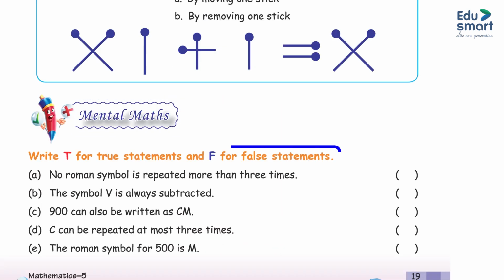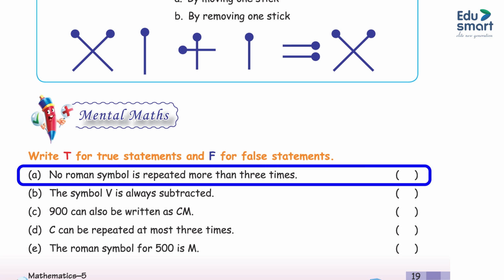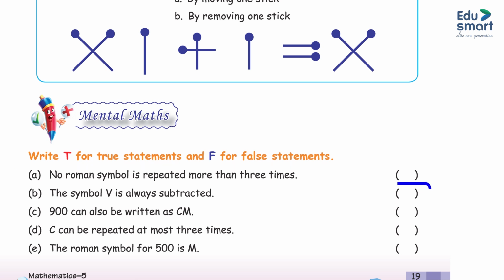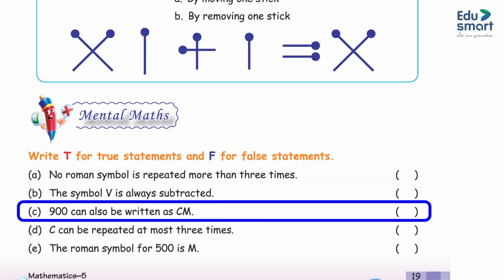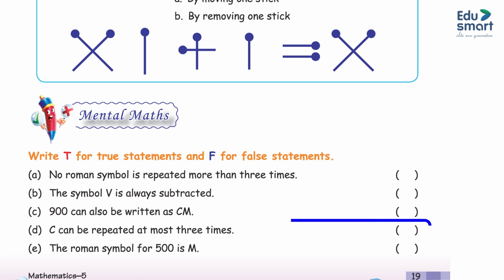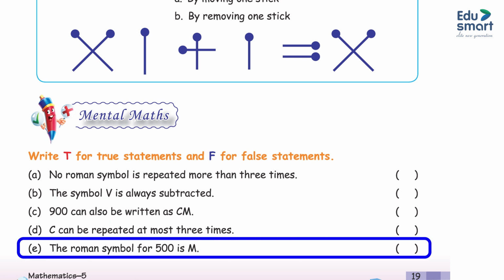Mental math. 1. Write T for true statements and F for false statements. A. No Roman symbol is repeated more than 3 times. Answer: true. B. The symbol V is always subtracted. Answer: F. C. 900 can also be written as CM. Answer: true. D. C can be repeated at most 3 times. Answer: false. E. The Roman symbol for 500 is M. Answer: false.